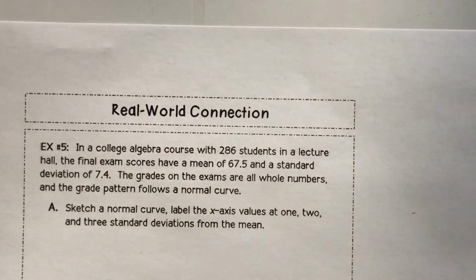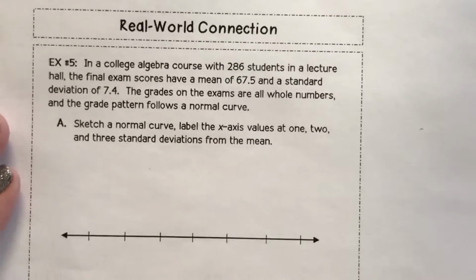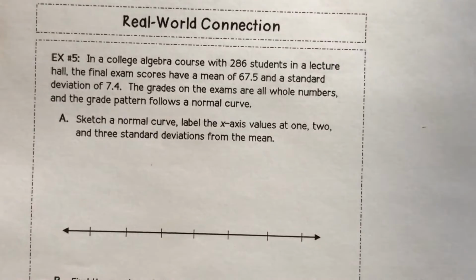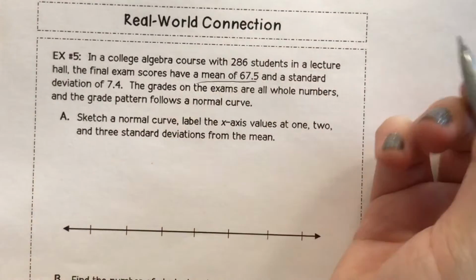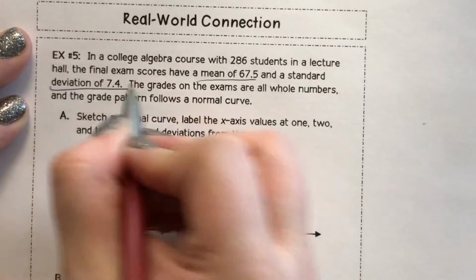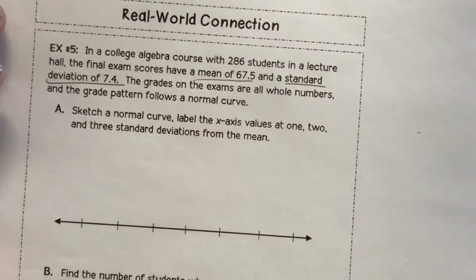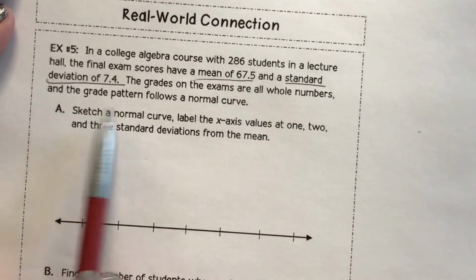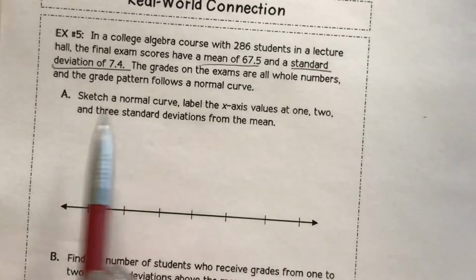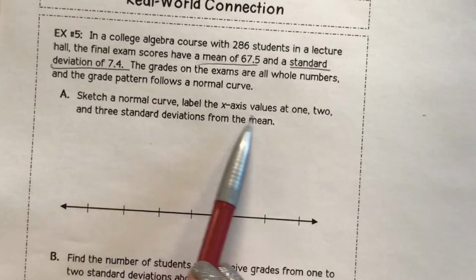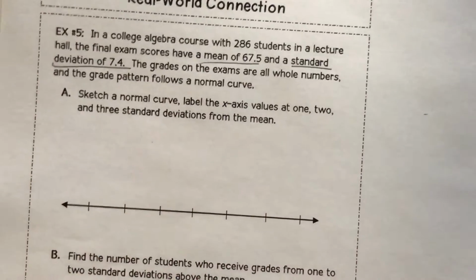Okay, so in a college algebra course with 286 students in a lecture hall, the final exam scores have a mean of 67.5 and a standard deviation of 7.4. The grades on the exams are whole numbers and the grade pattern follows a normal curve. Good, so we know it's normally distributed. Sketch a normal curve, label the x-axis values at 1, 2, and 3 standard deviations away from the mean.